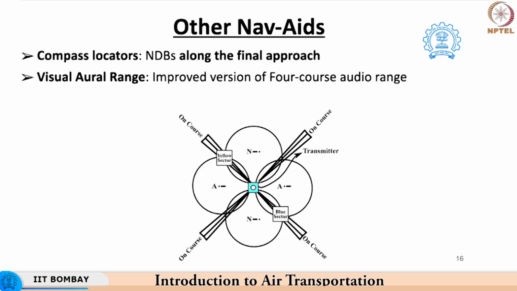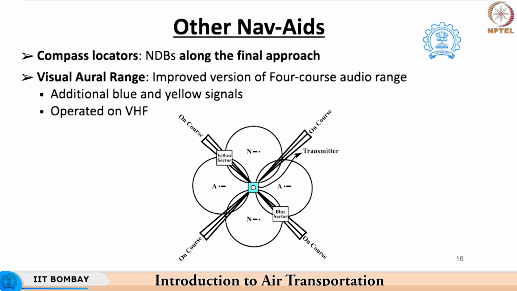runway. Another usage, an advanced version of the 4-course radio range, is called the visual aural range. In this method, rather than making use of four aural range stations, the navigation aid makes use of 2 aural and 2 visual range systems, and because of the intersection of these 4 different signals, navigation or homing towards the particular navigation aid can be carried out easily.